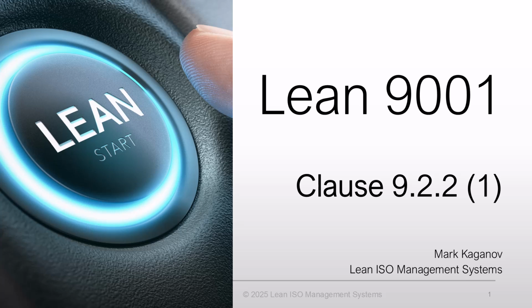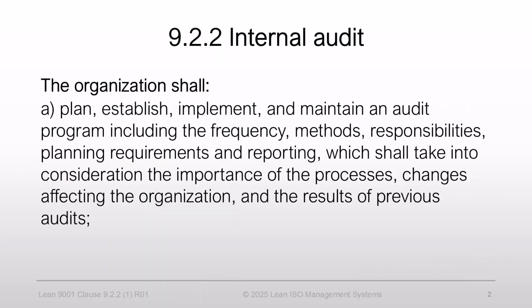This video begins to discuss internal audit, element 9.2.2 of the ISO 9001 standard. The standard requires organizations to plan, establish, implement, and maintain an audit program. This program must define audit frequency, methods, responsibilities, planning requirements, and reporting. It should also consider the importance of the processes, changes affecting the organization, and previous audit results.